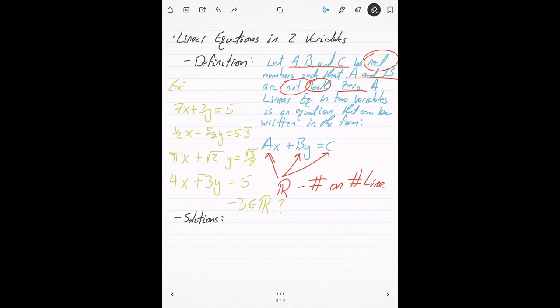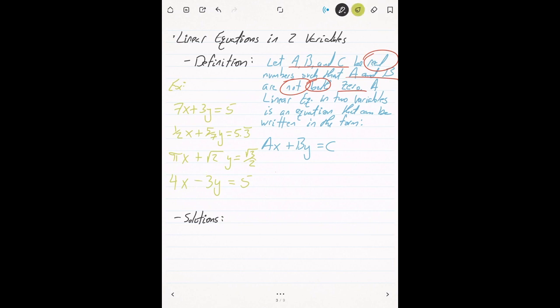Well, yes, it's on the number line. Negative numbers count as real numbers, so it's allowed. So we're not exclusive to positive numbers. You could have negative numbers. You could put a subtraction sign in a linear equation if you wanted to. So I'm going to do that right here.